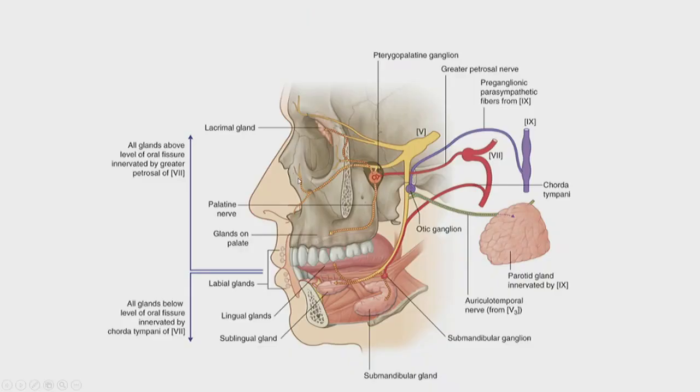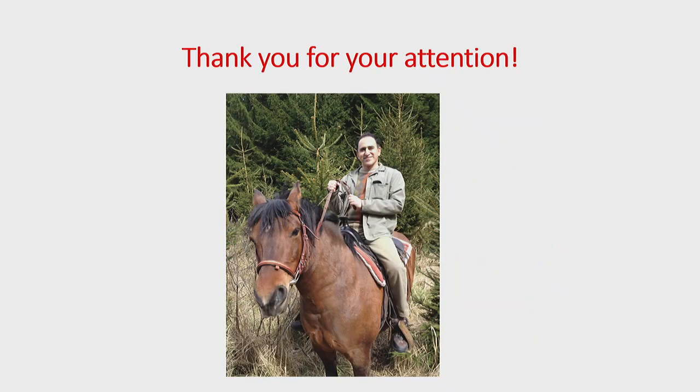And this is the location of these parasympathetic ganglia: the otic ganglion in the infratemporal fossa, the pterygopalatine ganglion in the pterygopalatine fossa, and the submandibular ganglion in the submandibular region, which are responsible for the secretomotor innervation of the glands. Thank you for your attention.